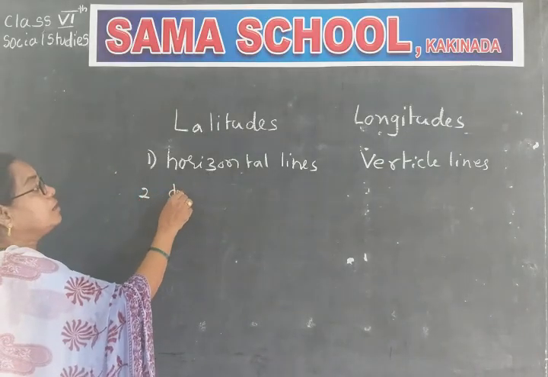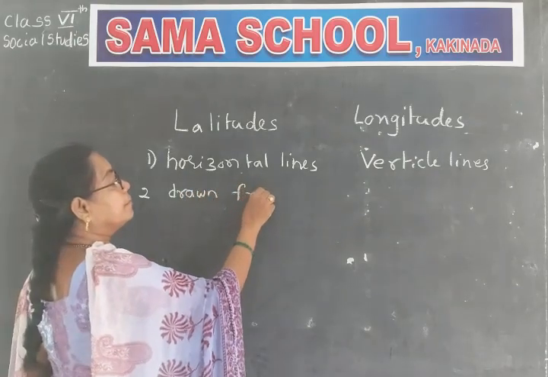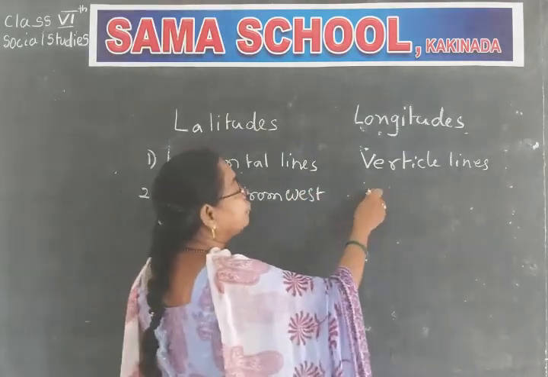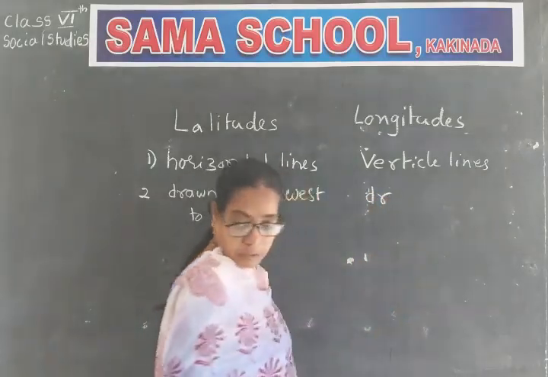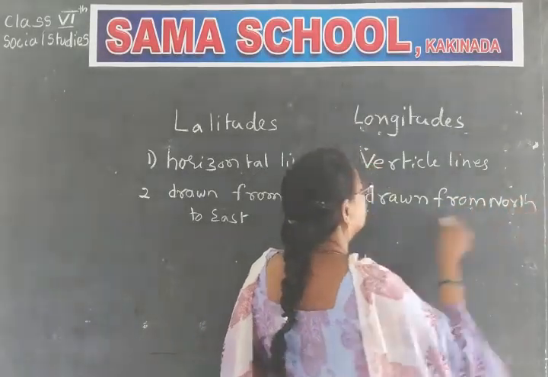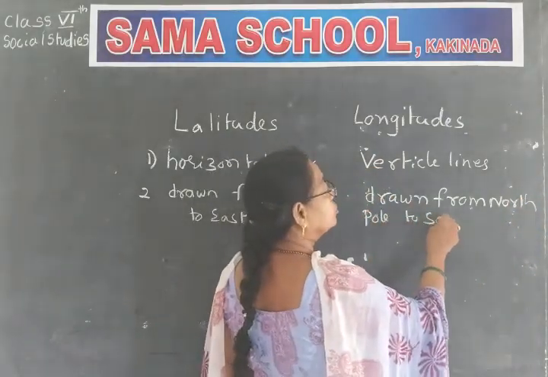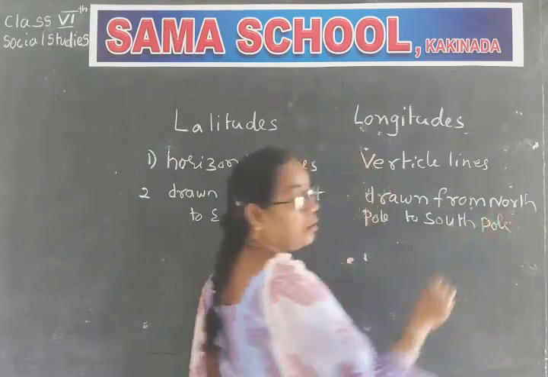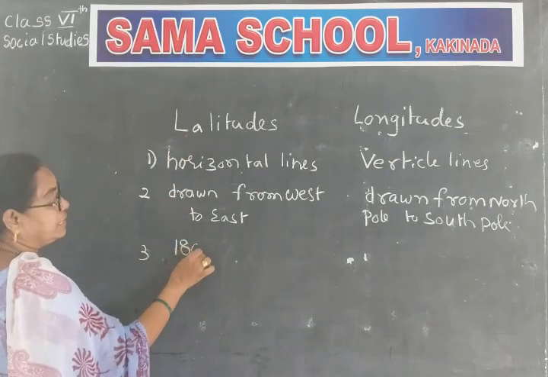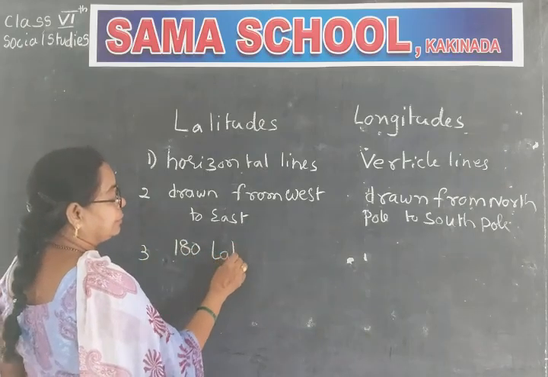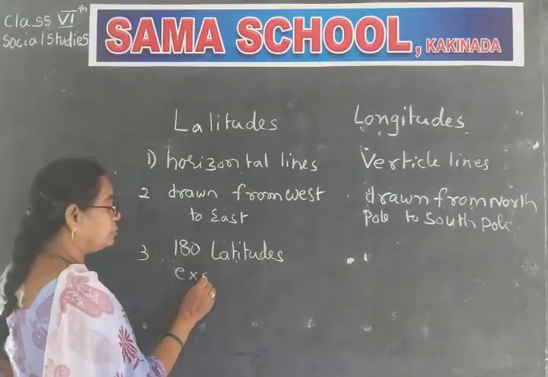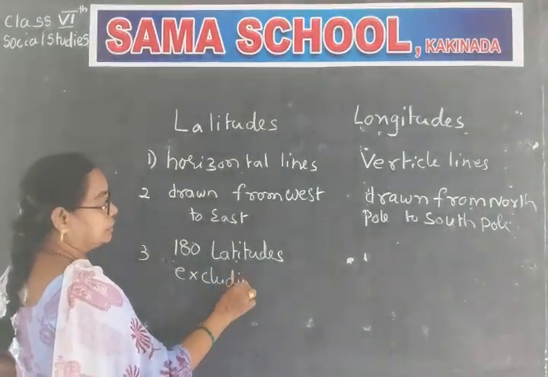Longitudes are drawn from north pole to south pole. So 180 latitudes are there, excluding the equator.